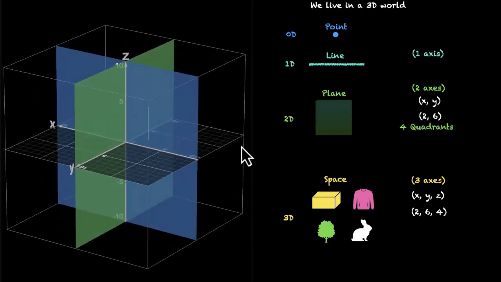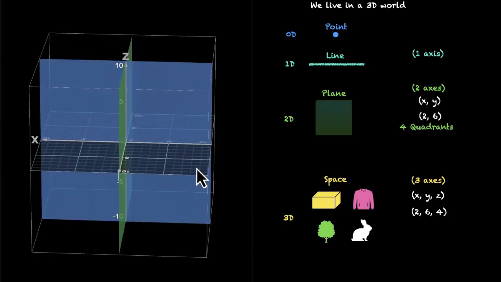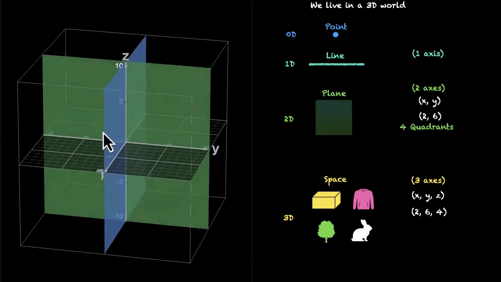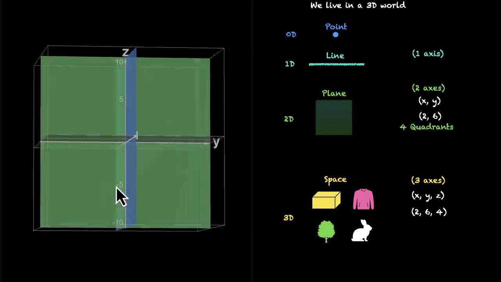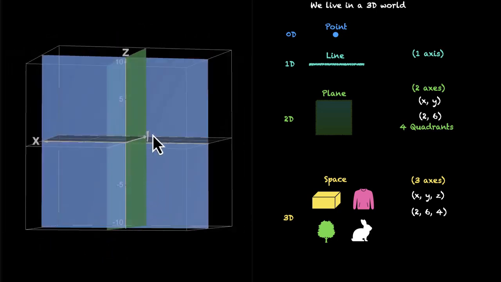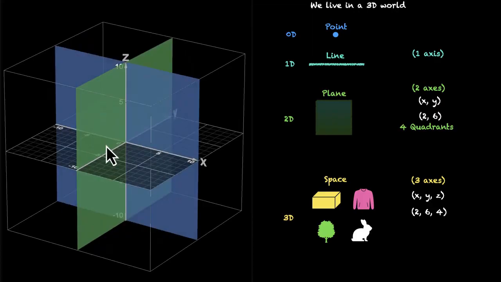Well, in 2D we had carpets, in 3D we have rooms. Think of this as your ground floor. You have 4 rooms on the ground floor. And then this is our basement. We have 4 more rooms in our basement as well. So together we have 4 plus 4, 8 rooms, and we call them octants. Quad stands for 4 and oct stands for 8. So 4 quadrants in 2D, 8 octants in 3D.